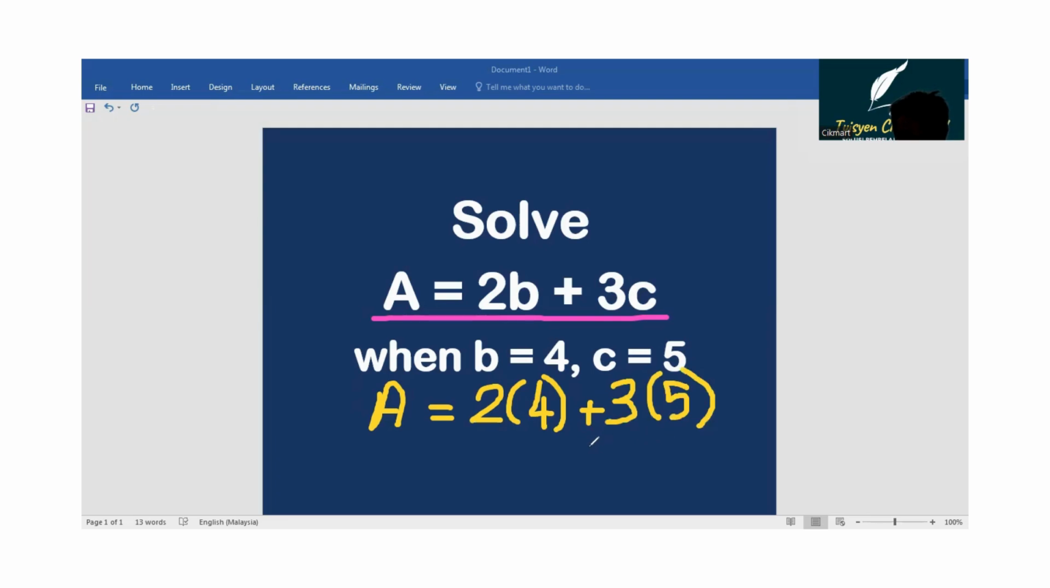Okay, got it? So you know 2 times 4 is 8, and 3 times 5 is 15. Now 8 plus 15. So the final answer is, of course, 8 plus 15 is 23. Great job, great job.